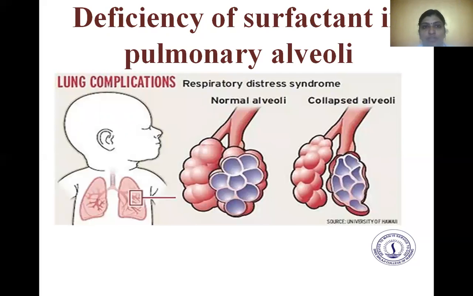This is the picture of deficiency of surfactant in the pulmonary alveoli. The first one is a normal alveoli. The second one is the collapsed alveoli.